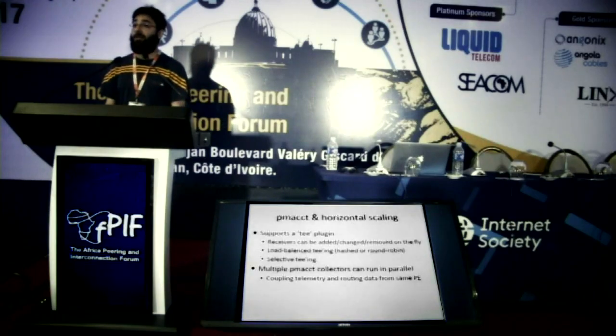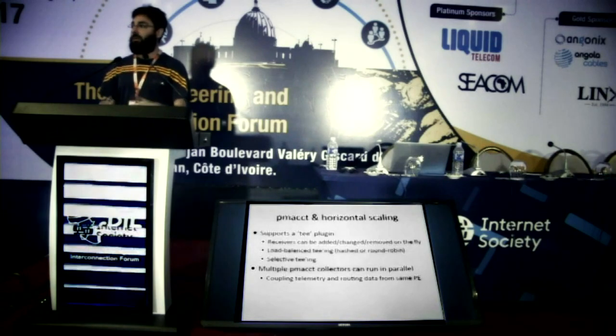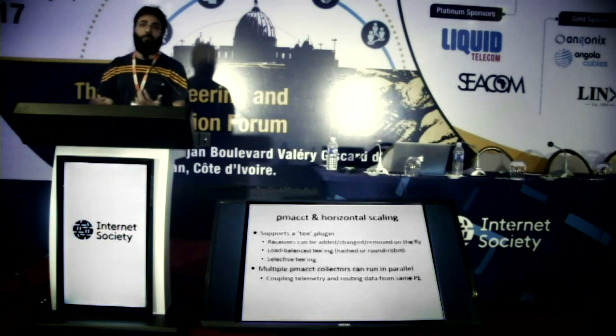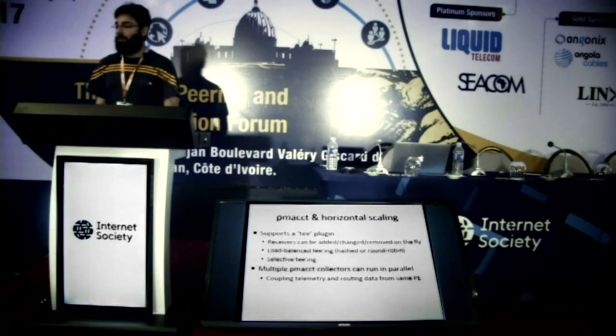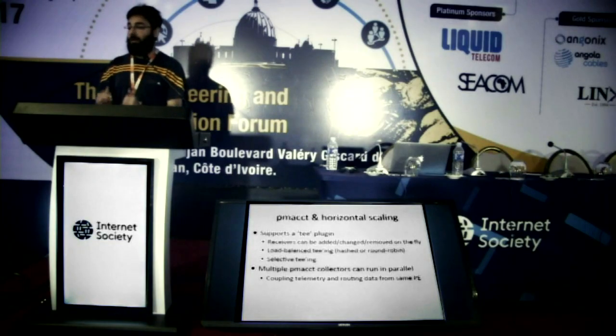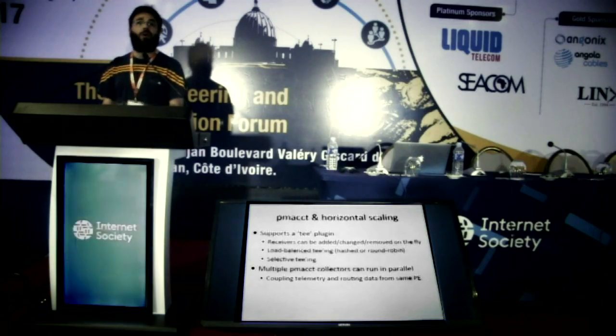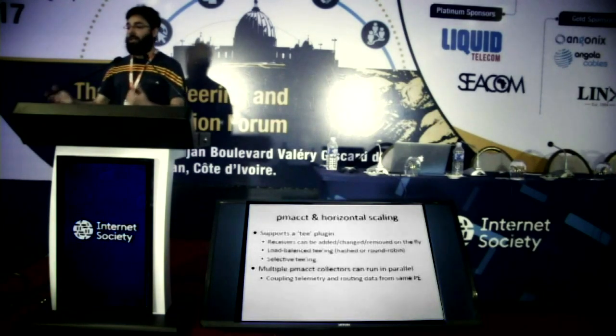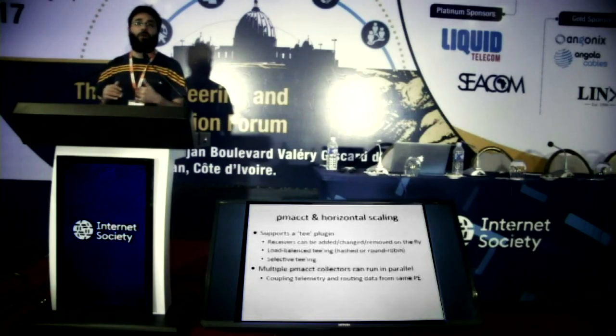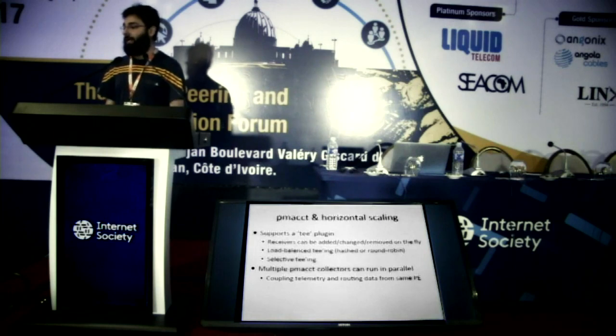Samplicator is there forever. The tee plugin of pmacct does the same and has many more features, and it is supported, because Samplicator is not supported currently. So, for example, among the features the pmacct tee plugin has on top of Samplicator, you can add, change, or remove receivers, so collectors, on the fly, without having to restart the replicator itself.